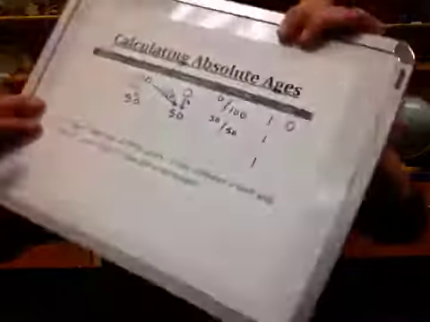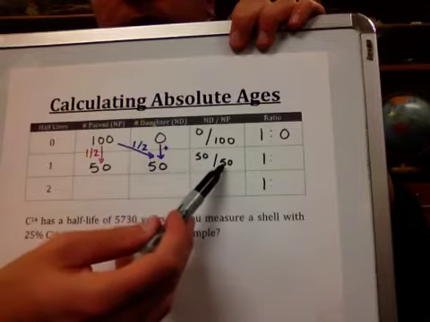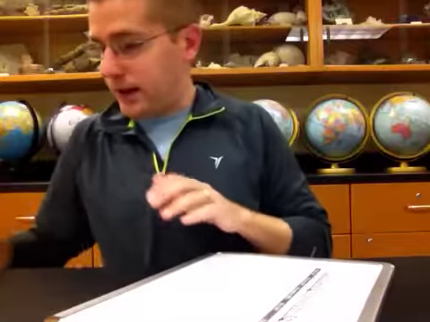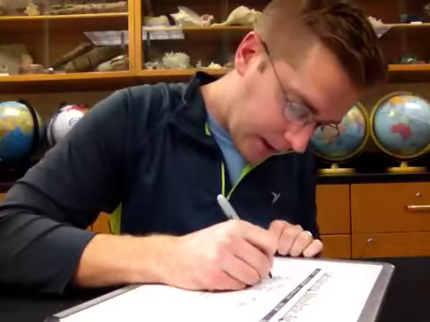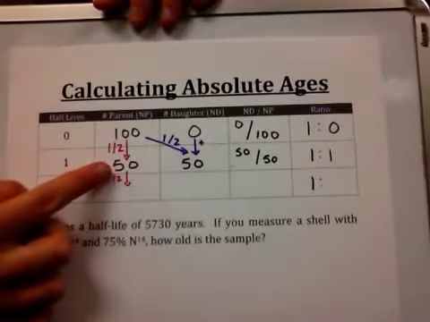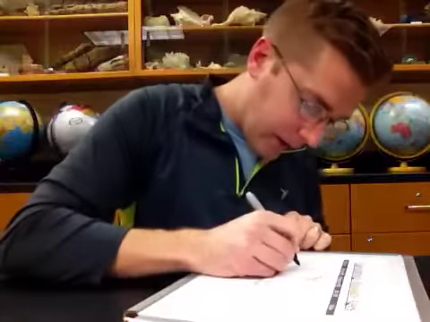We can then set up our number of daughters divided by our number of parents, and we see 50 divided by 50 is 1, which is going to go on the right of the colon here. We then do the same thing for the second half-life. Half of the parent atoms will remain, so this time we're taking half of 50 and putting it here, which is 25. So we write that into the cell.